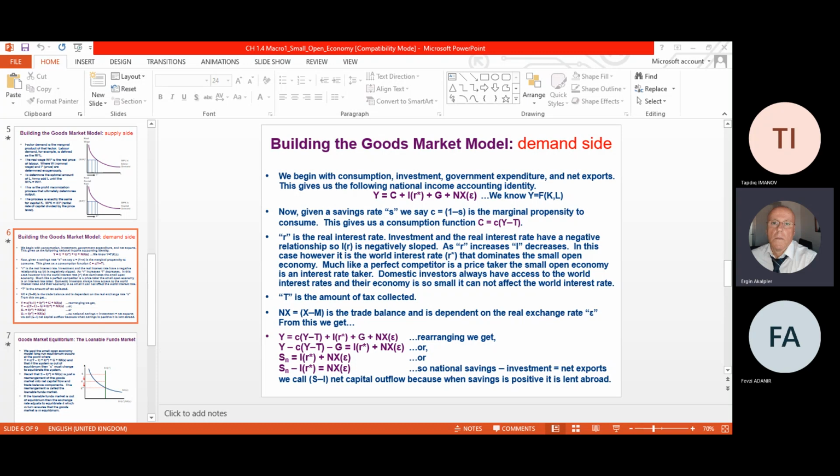And as I said, if the real interest rate is increased, which means you are increasing the interest rate for letting people borrow capital or invest, this will cause some decrease in investment. In this case, however, it is the world interest rate, indicated with R star, that dominates the small open economy. Much like a perfect competitor is a price taker, the small open economy is an interest rate taker. Okay.